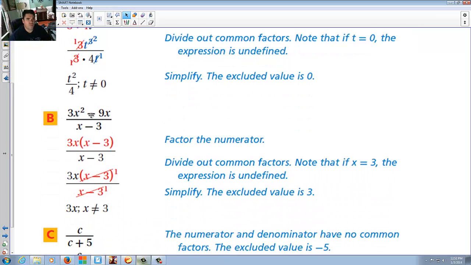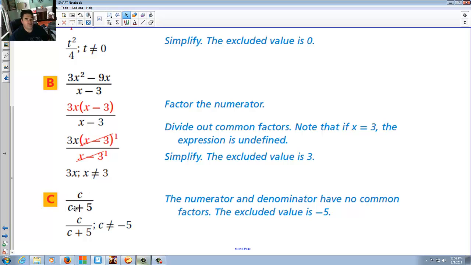B, 3x squared minus 9x over x minus 3. First I pull out a 3x, leaving x minus 3. Therefore, that splits, and you have x minus 3 in the bottom, so x minus 3 can cancel, leaving 3x. So your answer is actually 3x. However, you cannot have x equal positive 3 because that would make this undefined. Finally, c over c plus 5. The only thing c can't be is negative 5. The answer, therefore, is still c over c plus 5. But c cannot equal negative 5.